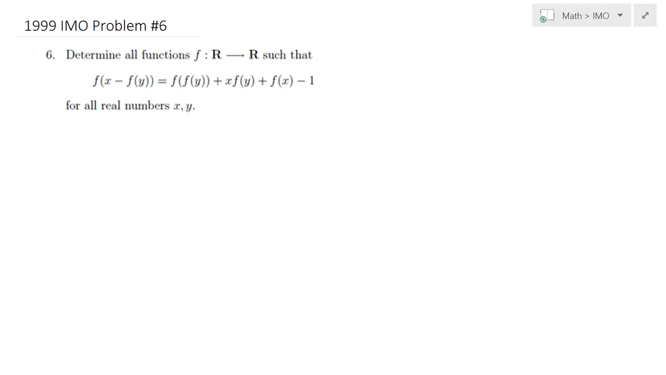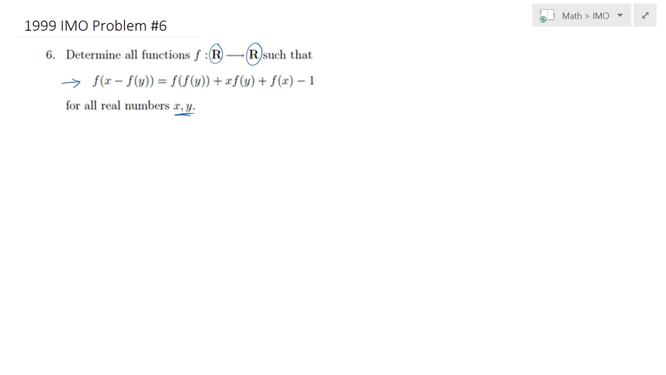Hello everybody, in this lecture we will be solving 1999 IMO problem number 6. Here is a view of this problem. We would like to find all functions defined from the real numbers and mapping onto the real numbers such that the following functional equation is satisfied for all real numbers x and y.